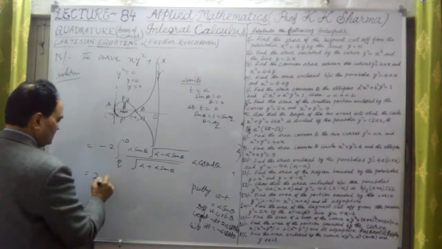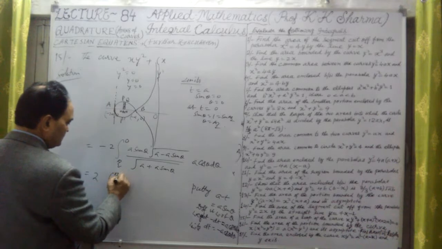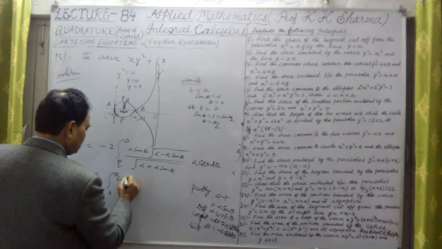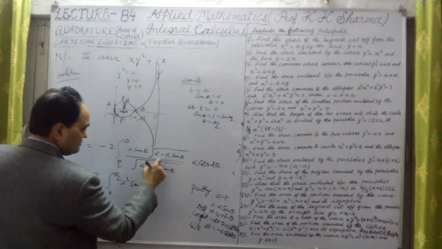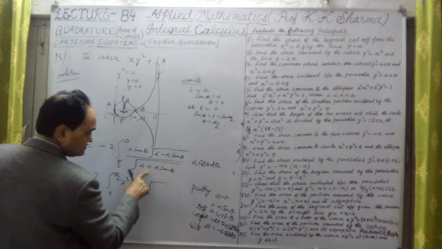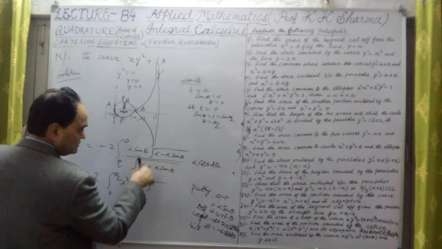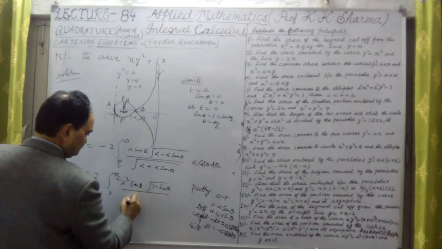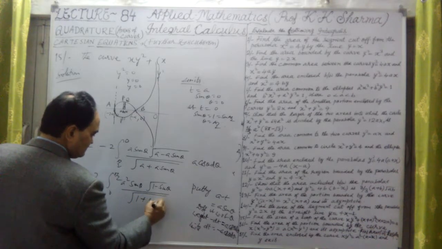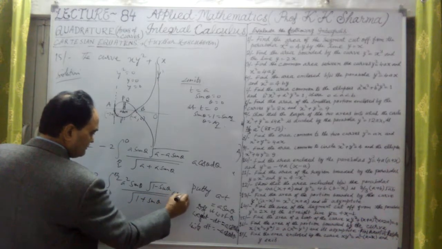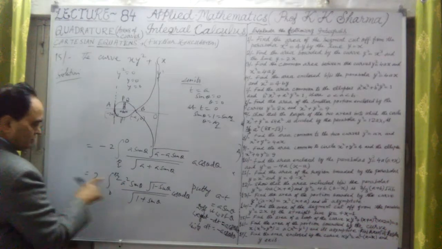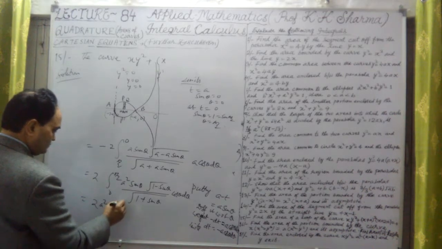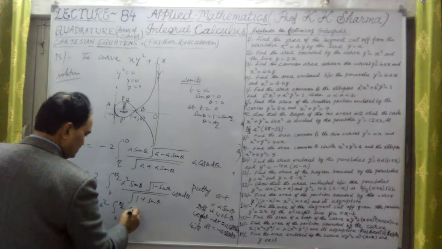It will be twice, limits 0 to pi by 2, let me take. And here a and this a, it is a square sine theta. From inside, under root a will come out, and this under root a will come out in the denominator also. That will be cancelled out. It will be only 1 minus sine theta divided by 1 plus sine theta into cos theta only now left over, because a we have taken as a square. So this is twice a square, 0 to pi by 2, and this is sine theta.